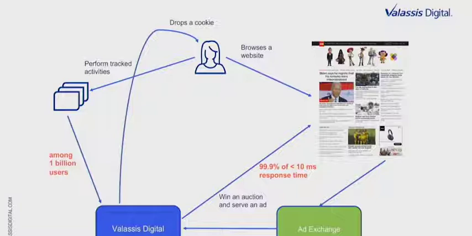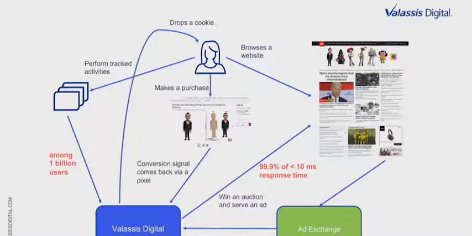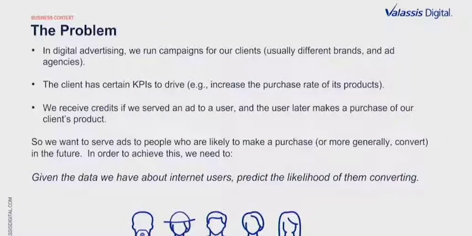At a later date, if this user makes a purchase on one of our client's websites, let's say they bought some merch related to Toy Story 4 on Wayfair.com, then that purchase signal gets sent back to us using what's called a pixel we placed on our client's website. We would get credit for serving the user the ad, and later the user made a purchase. Just to summarize, as a digital advertising company, we run campaigns for our clients, which are usually brands or ad agencies.